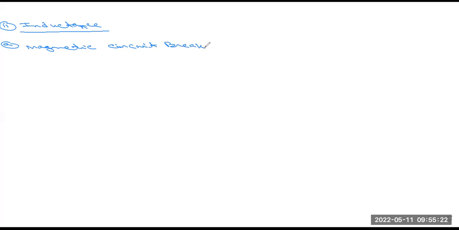Yes. Next, number two. What was number two? Inductance. Number two was inductance. So using this inductance property, we use it in our passive transducer. First, number one: magnetic circuit breaker. So this is basically one type of passive transducer. You can easily use it for pressure measurement and displacement measurement.